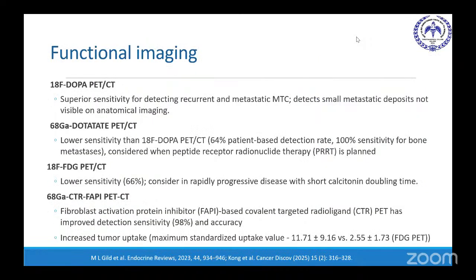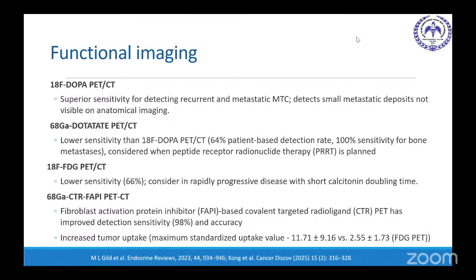Coming to the functional imaging, F18 Dopa PET has been shown to have a superior sensitivity for detecting recurrent as well as metastatic MTC. It is good at detecting occult metastases, which are not visible on anatomical imaging. A gallium-68 DOTA PET has a lower sensitivity than the F18 Dopa. It can be considered when we are planning for PRRT therapy.